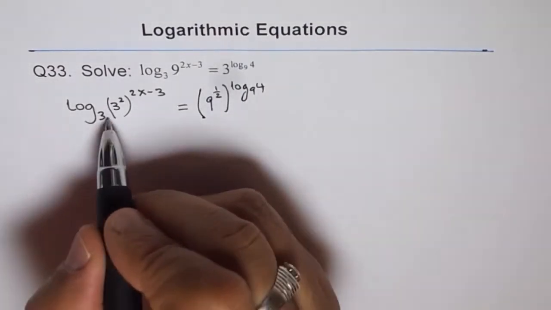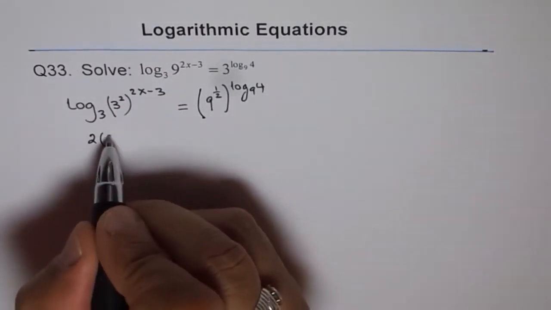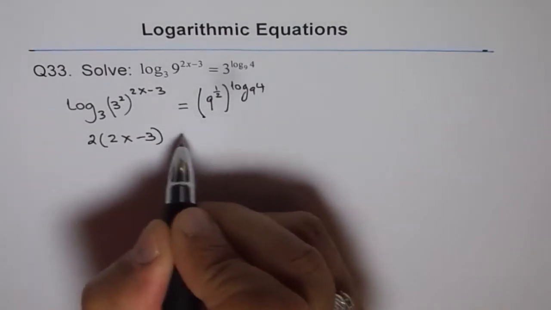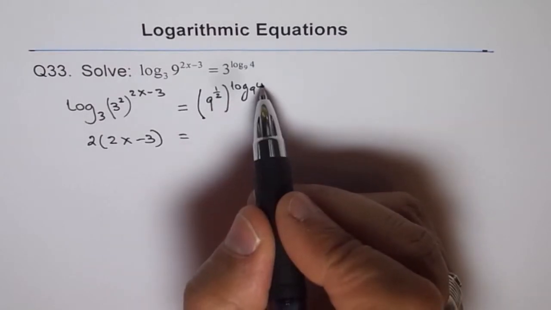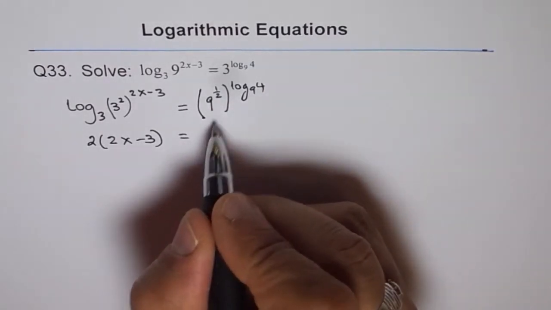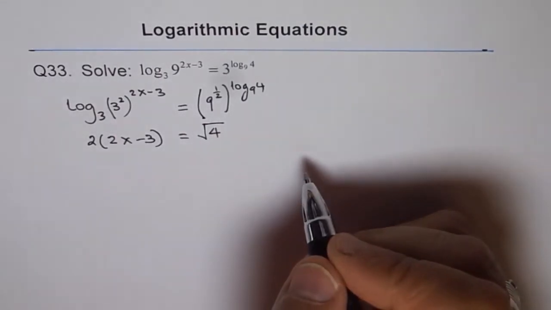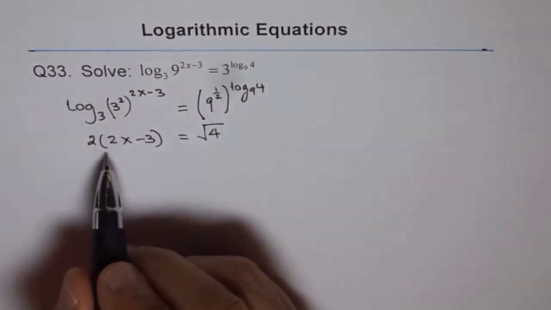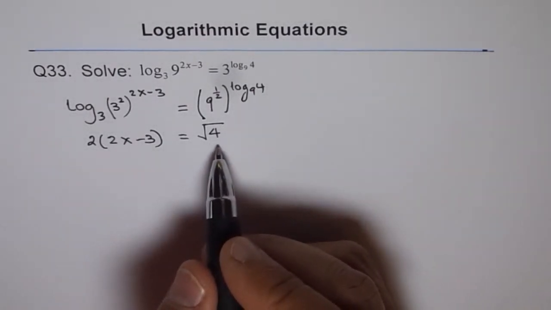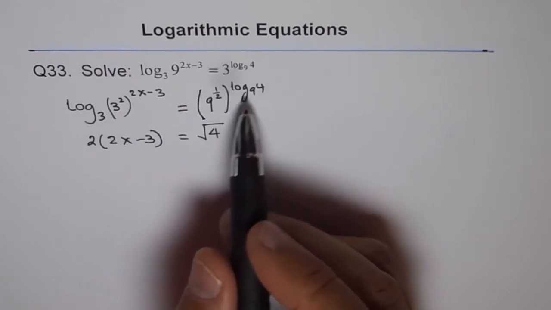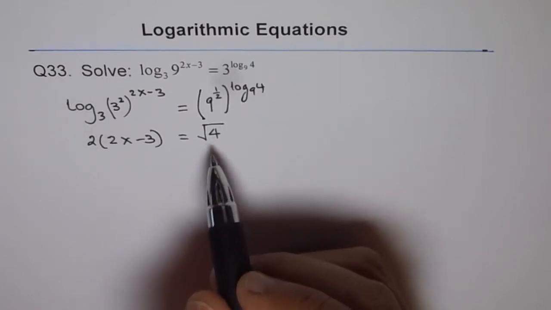Now here, log base 3 of 3 squared gives 2 times that, so the left side is equal to 2 times (2x minus 3). And the right side, we can take the half as 4 to the power of half, so it is equal to the square root of 4, correct? Square root of 4 can be written as plus or minus 2. We could take only plus into consideration for this particular equation, since the domain will not allow the negative value.